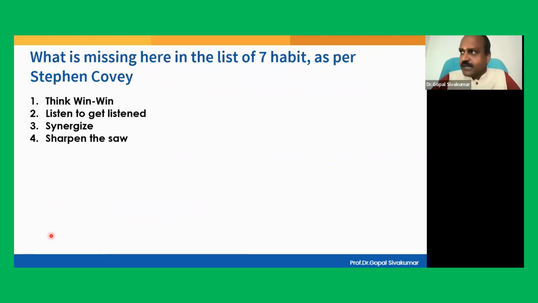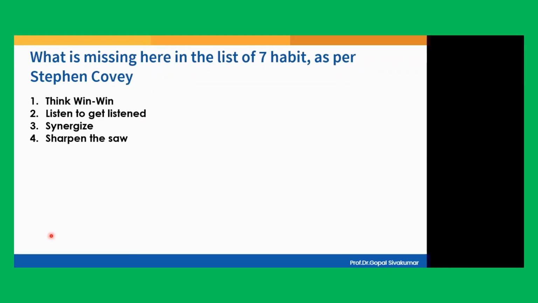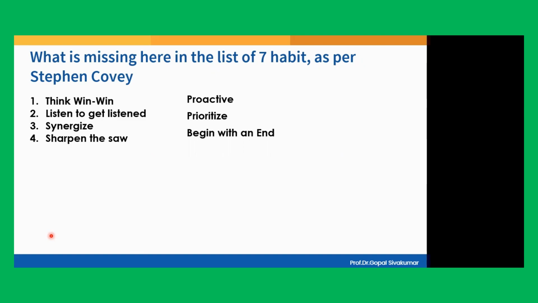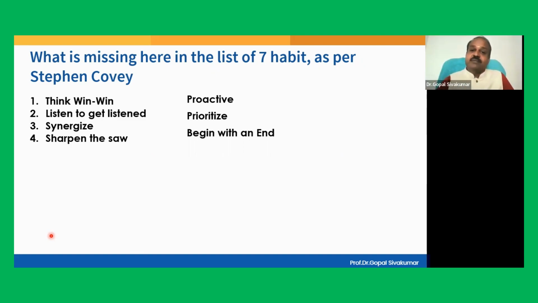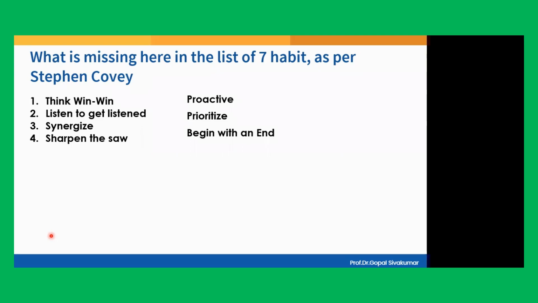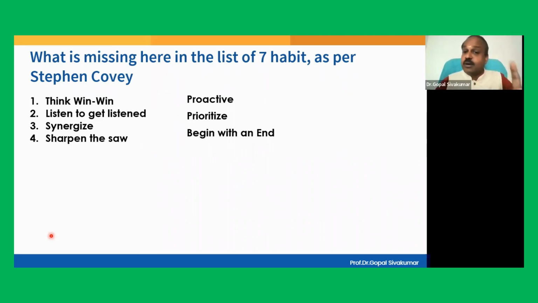What is missing here in the list of 7 habits as per Stephen Covey? Proactiveness. Proactive. Beautiful. Prioritize. Begin with the end in mind. Excellent. Any project you want to do, you should know the end result. The project should have a clear goal, and any drive that you are starting in your company should have a clear goal, and the goal should be in line with the vision. That is called strategy, right? We will be talking more about the strategies, goals, and all those things in the MBB program.